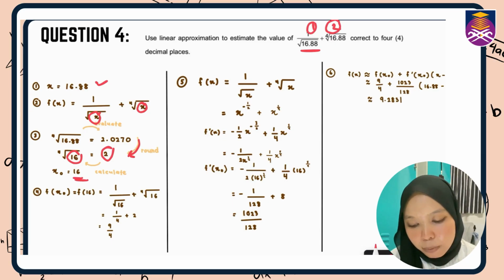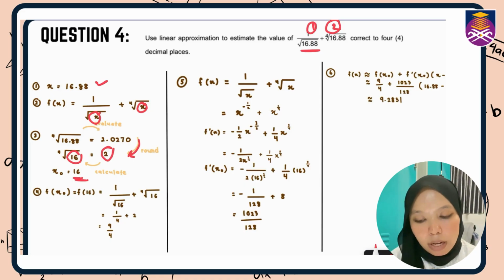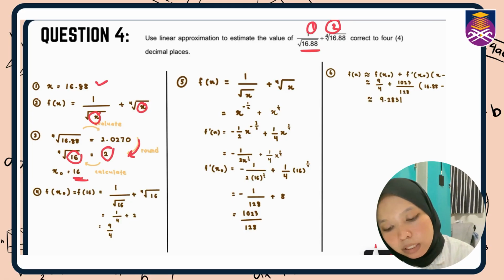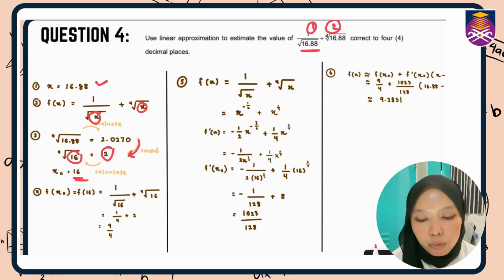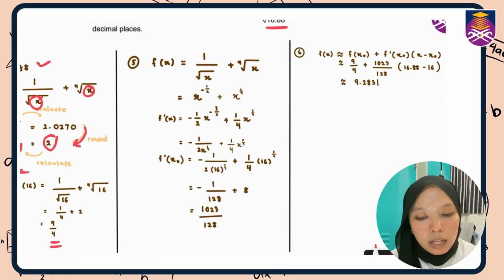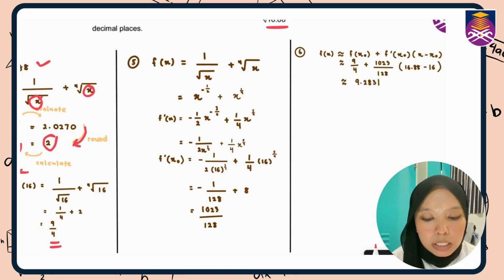So the next step is we need to substitute the value of x naught into the f of x function, which will be 1 over square root of 16 plus the fourth root of 16. It will be 1 over 4 plus 2, and the answer will be 9 over 4. Moving on to the next step, which is we need to find the first derivative at x naught.